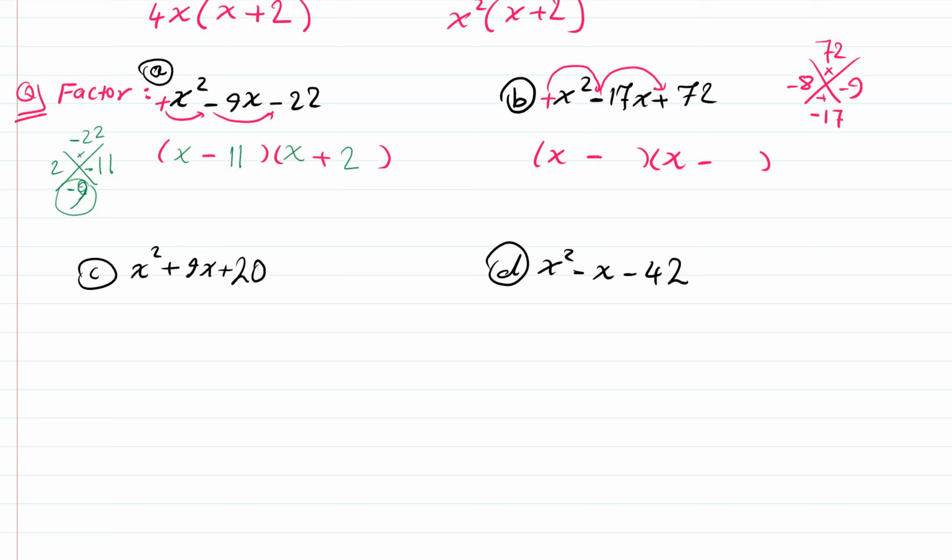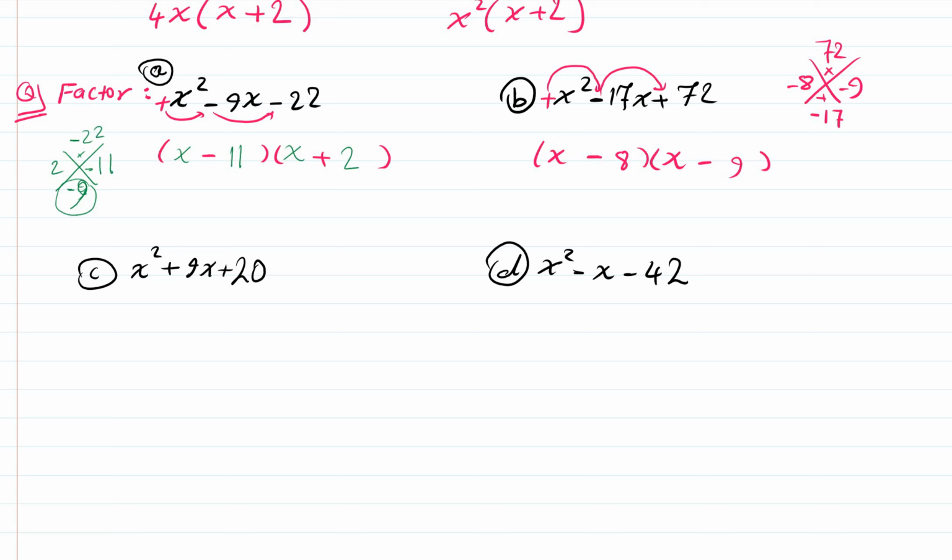But both of them negative. So here we already wrote negative. So negative 8, negative 9. When you multiply them equals 72, when you add them equal negative 17. So we should write 8 and 9 here, right? So this is going to be factoring out.